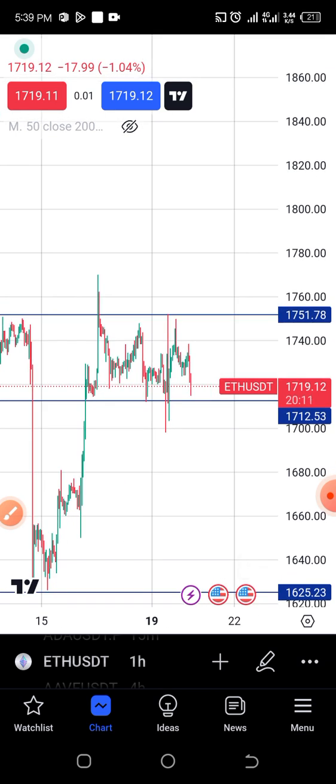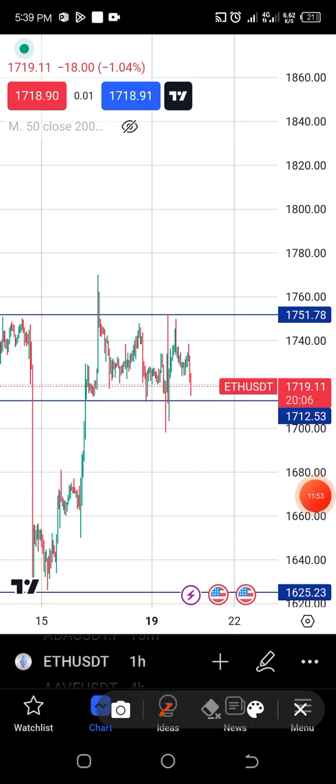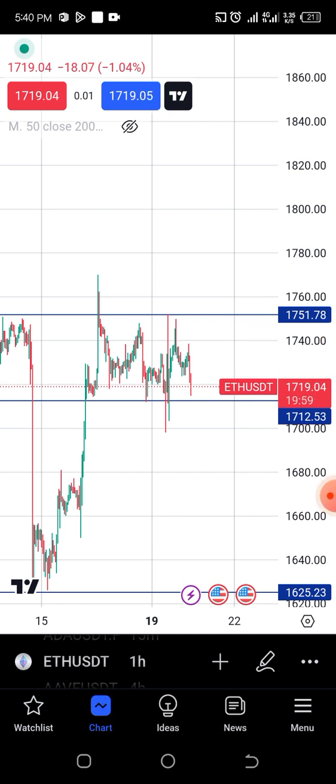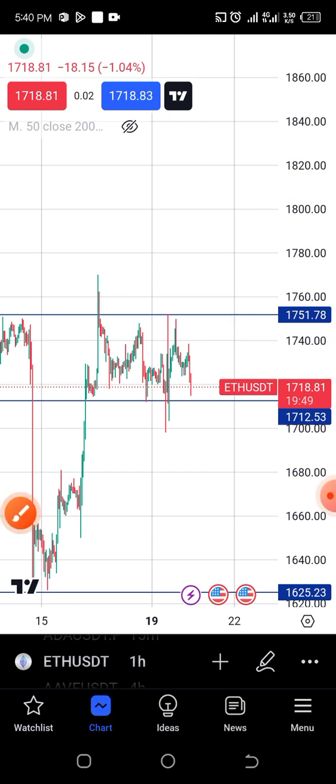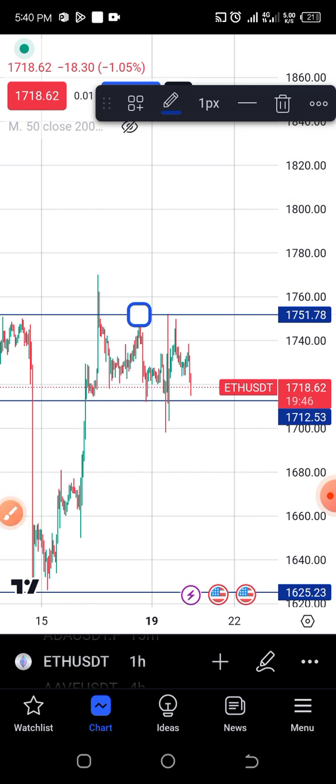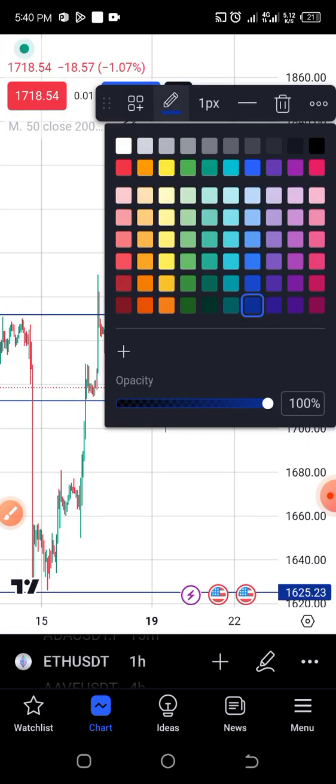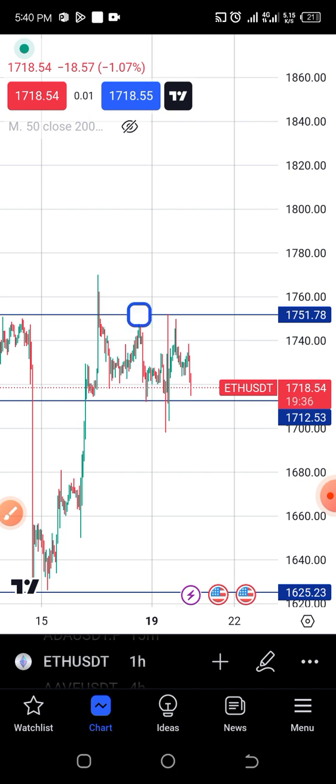Now, the main thing with psychological levels is that when you plot where you expect support and resistance, you can see over here that this one was at 1751, but because I know about psychological levels, I'm going to round this number off to the next whole number, which is 1750. So 1750. You click on it, then you click on settings over here. You click on the line.